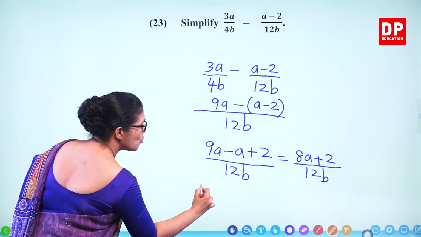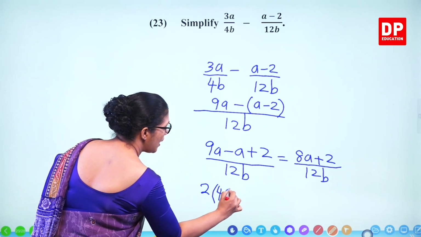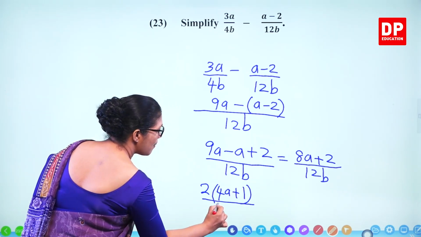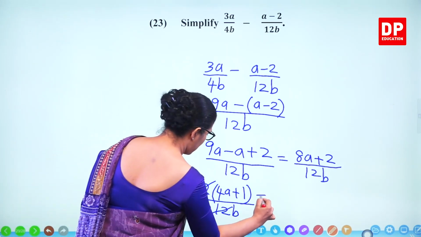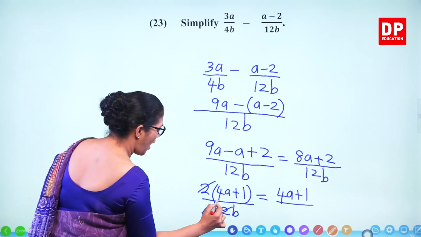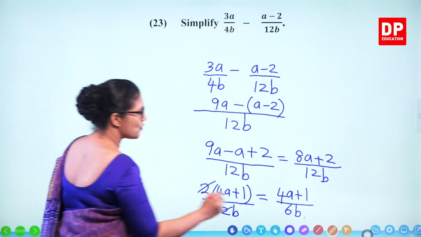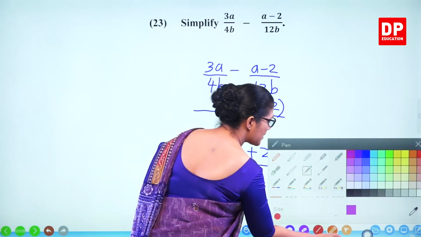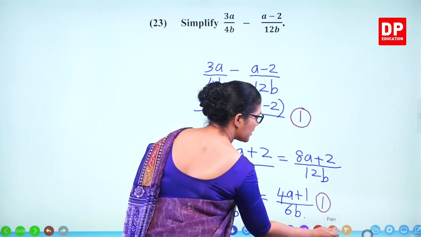Now you can take 2 out from the numerator. 4a plus 1. Divide by 12b. 2 and this, you get 6. So what's the answer? 4a plus 1 divide by 6b. So you get 2 marks for this, 1 mark for this and 1 mark for the method.